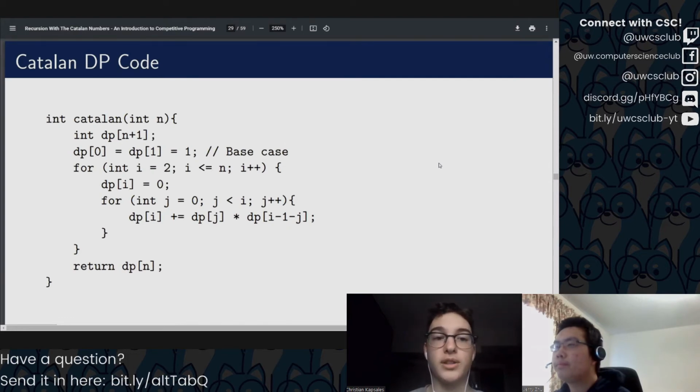We have a function called Catalan that takes in an integer n. Now we construct a DP table of size n plus 1. The base case is where we set dp[0] equal to dp[1], and we set both of them equal to 1. Then for every i, and for every j from 0 to i, we set dp[i] back to 0, and we calculate dp[i] plus equals dp[j] times dp[i minus 1 minus j]. This means that we calculate each state once, and this is also representative of the mathematical formula. And we simply return dp of n, which is the nth Catalan number.